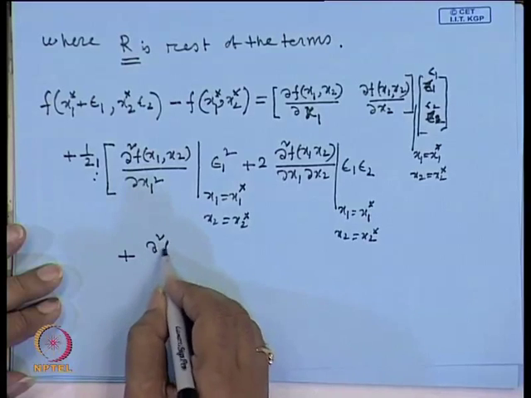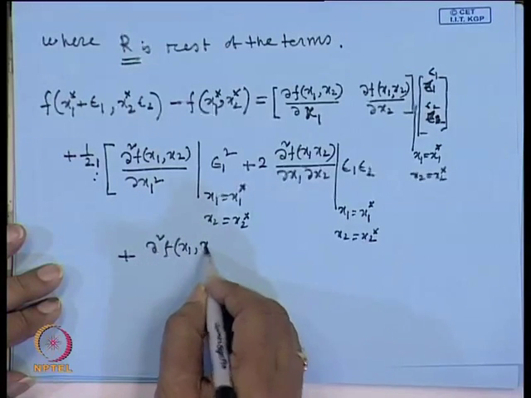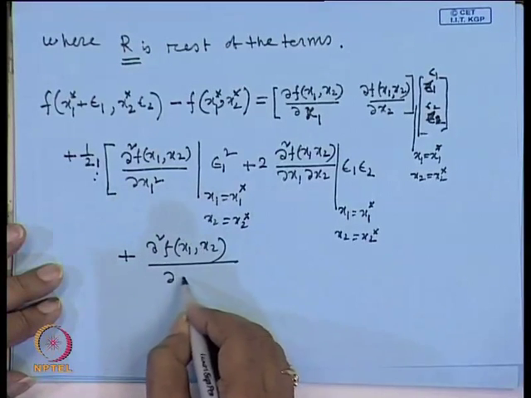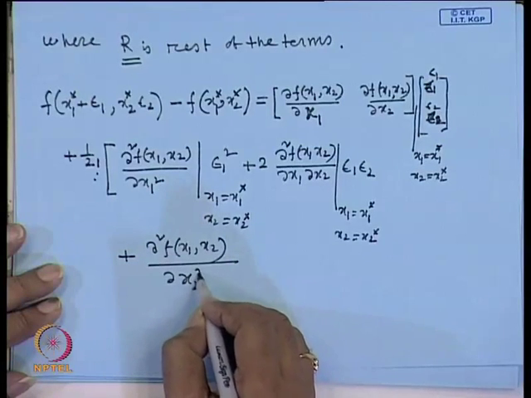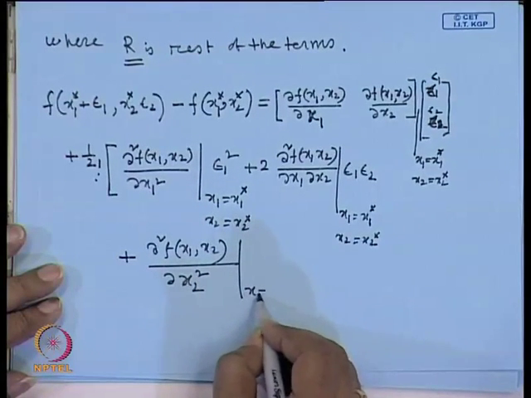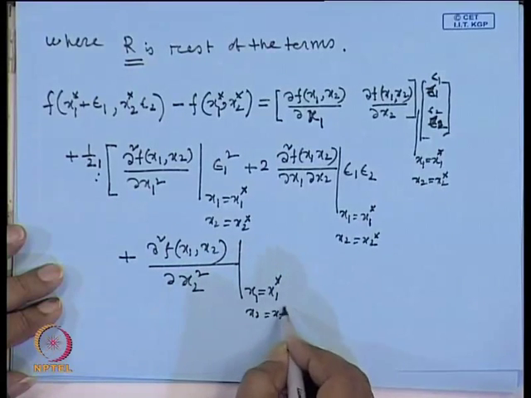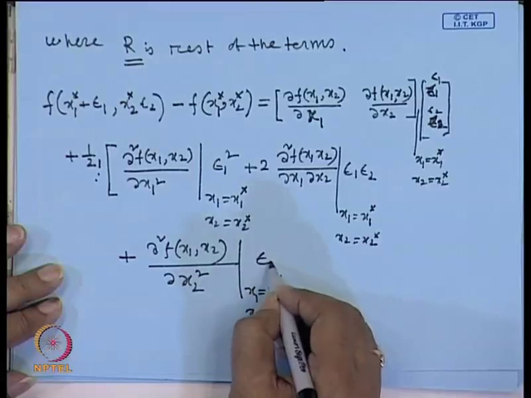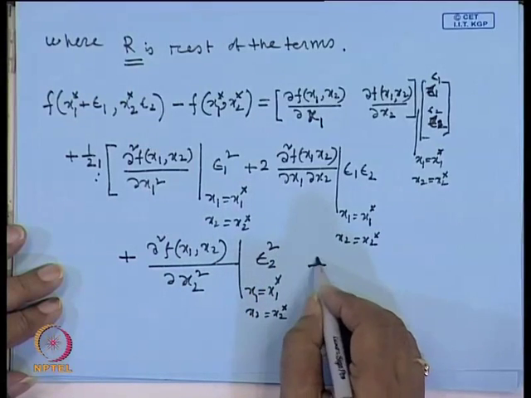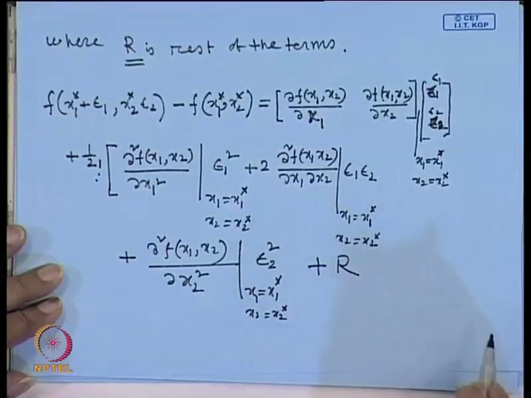del square f, del x2 square, differentiate with respect to x2 twice, put the value x1 equal to x1 star and x2 equal to x2 star, multiplied by epsilon 2 square, plus the rest of the terms which is denoted by R.